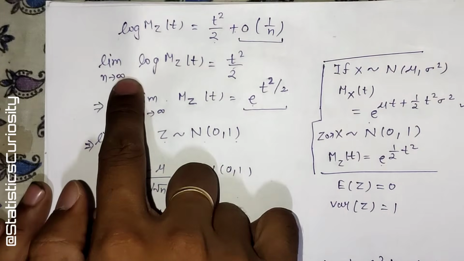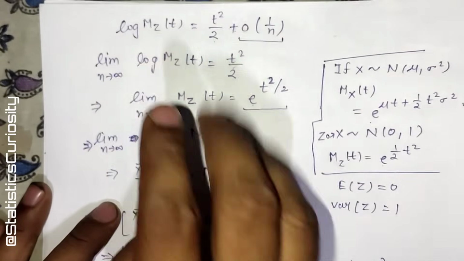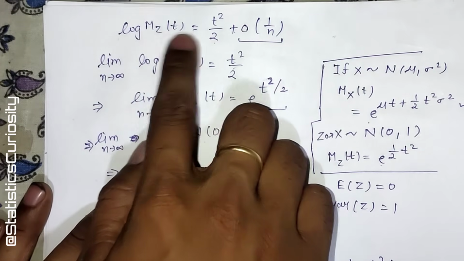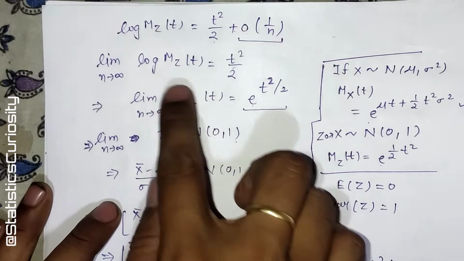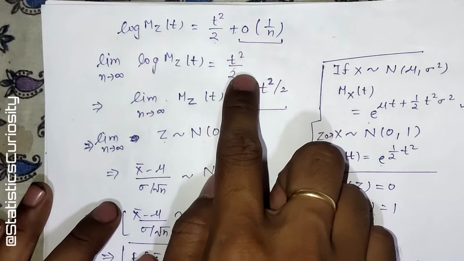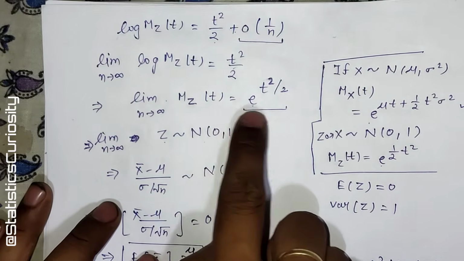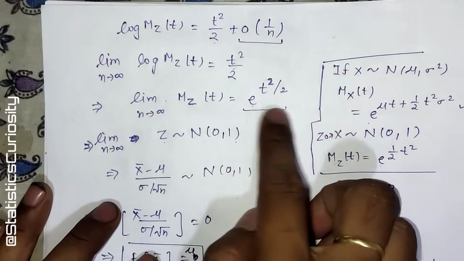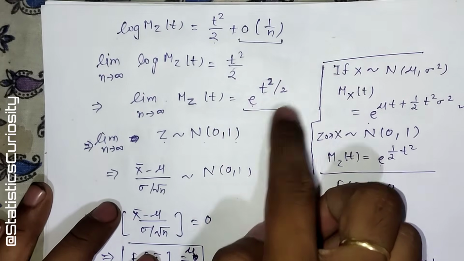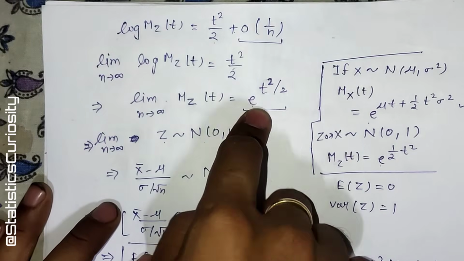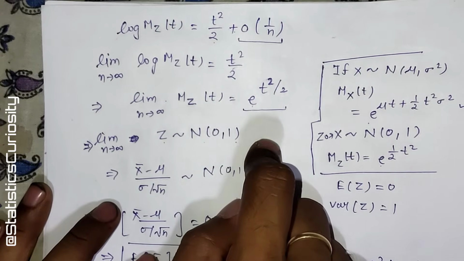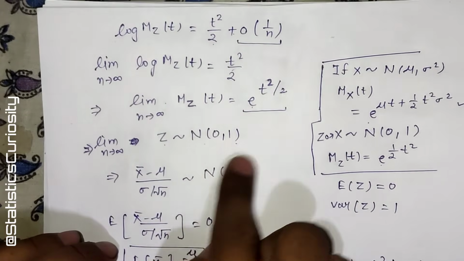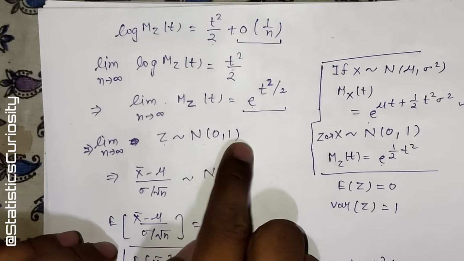Now taking the limit n tends to infinity, this is the third step. By taking the limit n tends to infinity of this log M z of t, we get log M z of t equals t square divided by 2, and M z of t equals e raised to the power t square divided by 2. We all know that this e raised to the power t square divided by 2 is the moment generating function of normal 0, 1, the standard normal variate. So the third step basically derives the distribution of Z as a standard normal distribution.